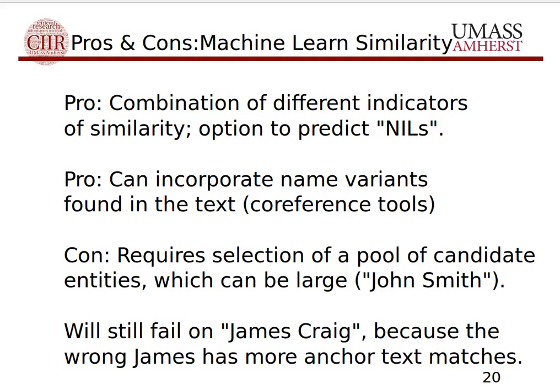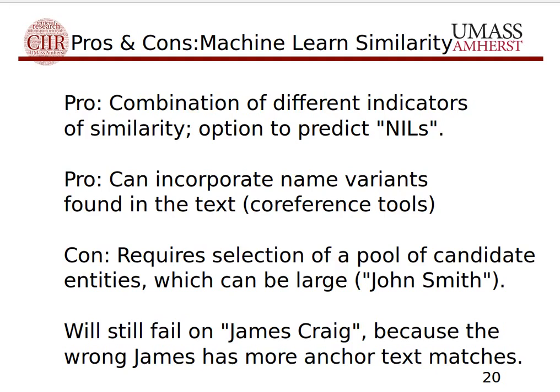This method can further be extended to include name variants that we find in the text with coreference tools, although I didn't talk about this here. It would just be like more entries in the feature vector. The downside is that this method requires a selection of a pool of candidates, which can be large if the name is very general. For instance, imagine all entities that are referred to as John Smith. So now we may have hundreds of thousands of entities for which we have to generate feature vectors in order to make a decision which of the ones is the best one.